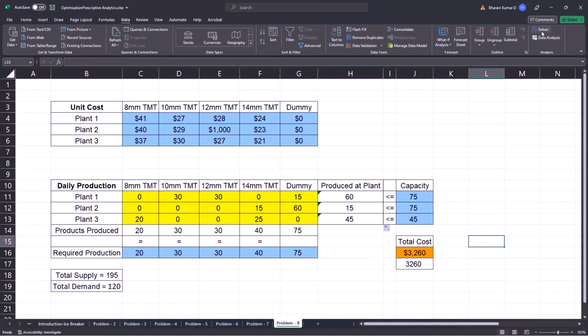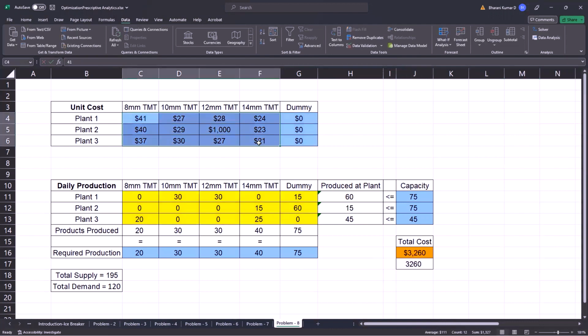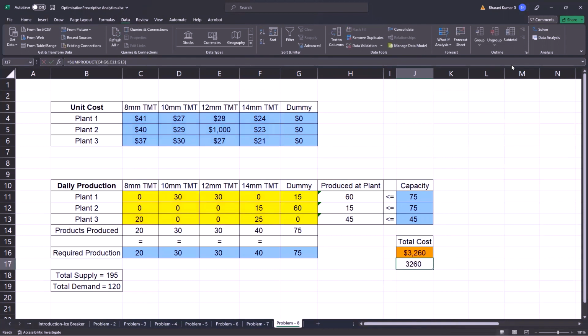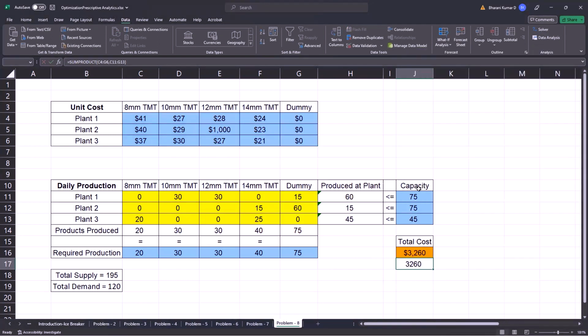When we solve this particular problem, and even the total cost, right? I'll include only these. Sum product of these, comma, these. Yeah. So in certain formulae, I just ignored all the dummy variable entries. And now when I solve it, the solution will remain the same.